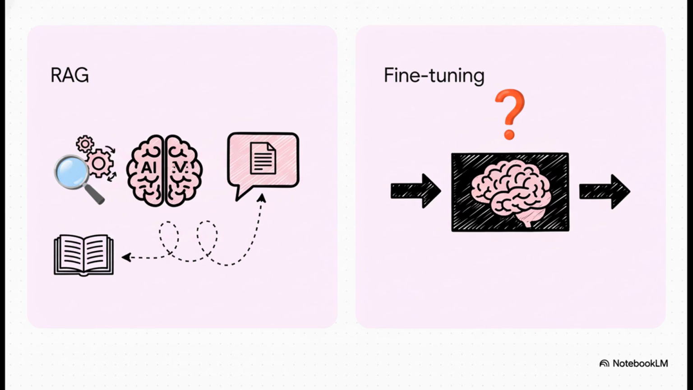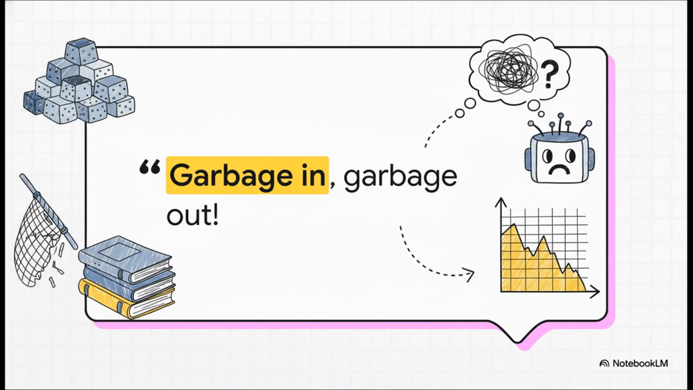Fine-tuning, well, it's more of a black box. The new skill gets baked so deep into the model's neural network that it's almost impossible to trace why it said one thing instead of another. It just knows. And let's be totally real here, neither of these methods is magic.